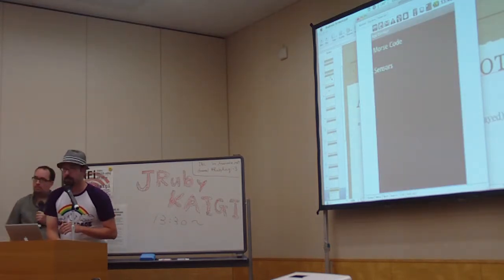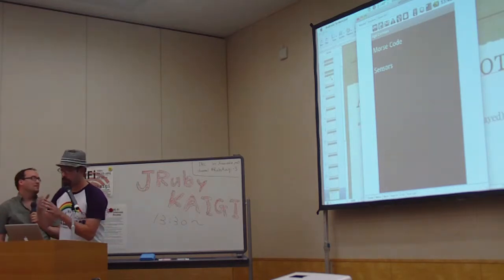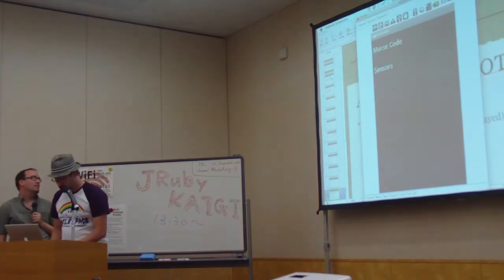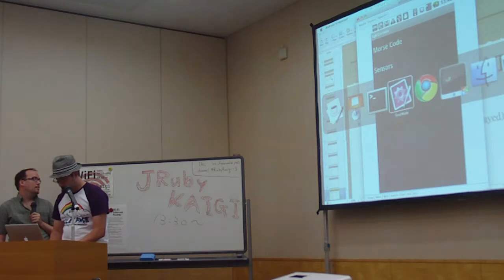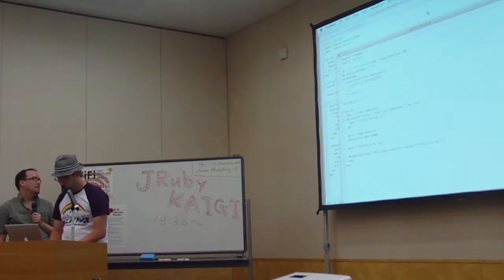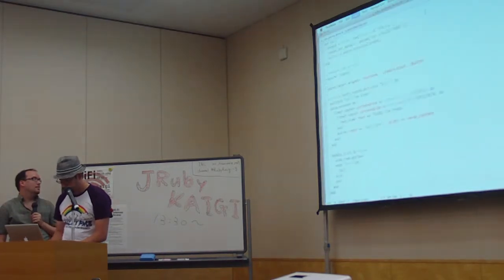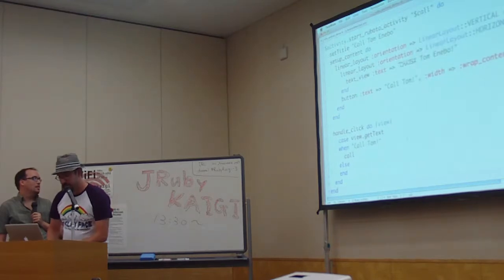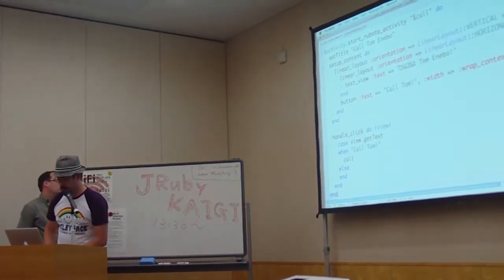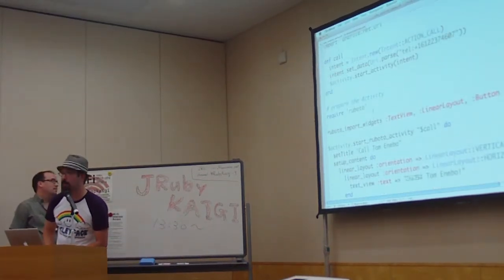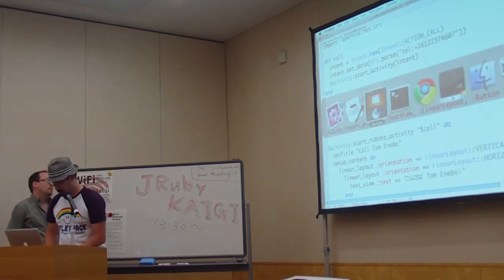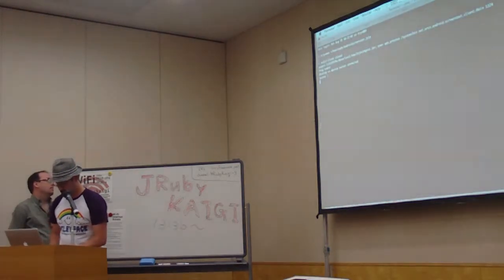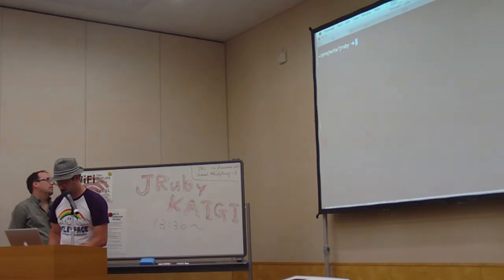Now, the second app I'll show is one that is using the new Rubato core. Okay. So here's the code for my other little application. It's the call Tom Enebo application. Let's take a look at it.